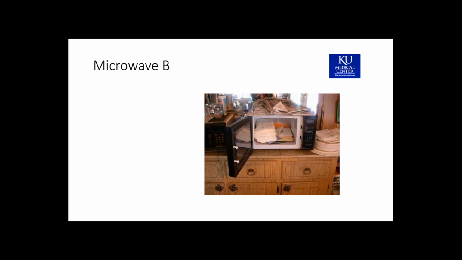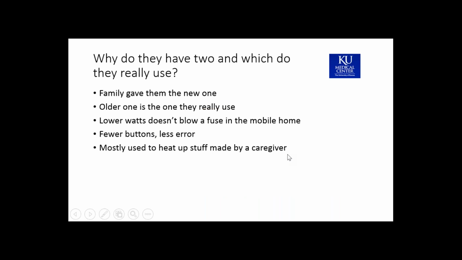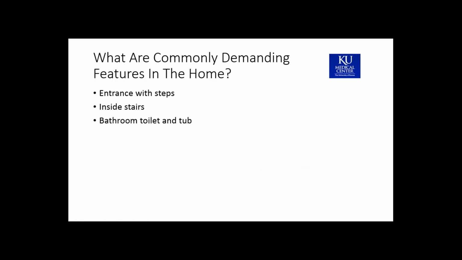So here's something you might not think about. It seems kind of silly, but it's actually a good example of thinking about how people are using their environment. So here is the story. The family gave them the new one. The older one's what they use. The lower watts didn't blow a fuse. It had fewer buttons, and they were less likely to have a problem with it. And they were not really cooking. They were heating up stuff that somebody else made. So they really needed it to work for them.